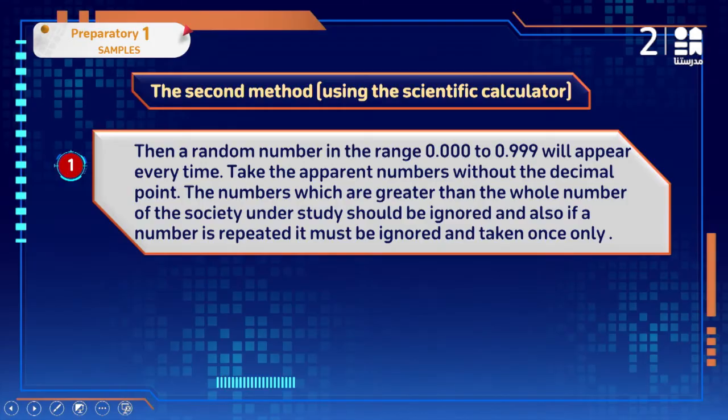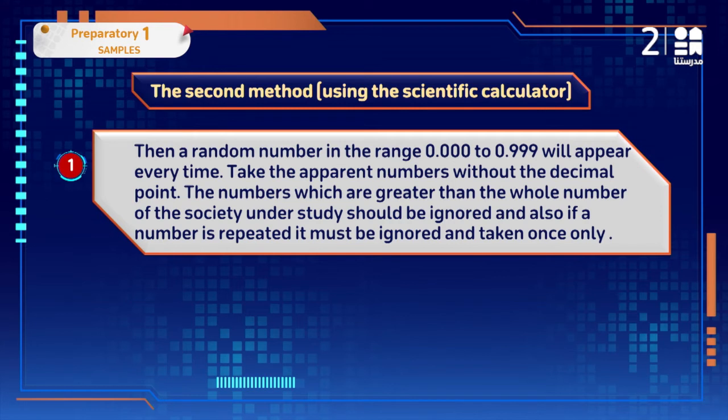By using it, we will get some numbers, 0 point and 3 digits. Ignore the 0 point and imagine we have 3-digit numbers. Then, a random number in the range will be from 0.000, as I said, to 0.999, 3 digits. Ignore the 0 and the decimal point. Ignore them and read the numbers, which will appear every time.